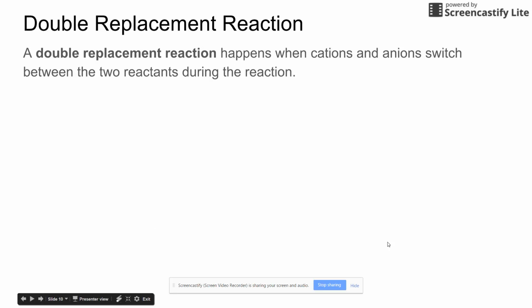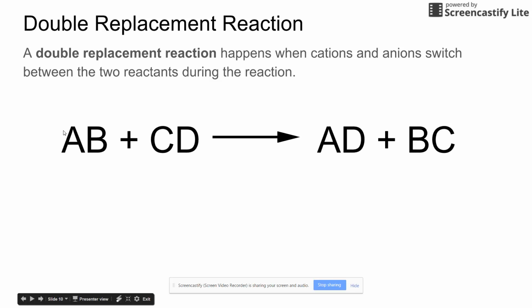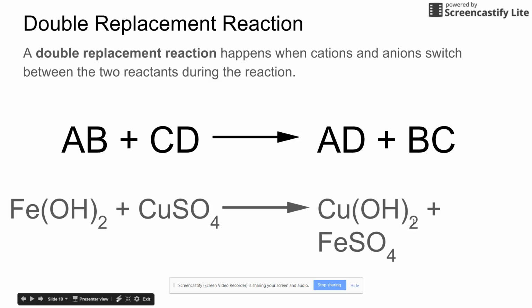Okay, a double replacement reaction happens when cations and anions switch between the 2 reactants during a reaction. So here you have compounds AB and CD mix. And so A and C will switch. And then you'll get AD and BC. And here is a real example of that. You have iron 2 hydroxide and copper 2 sulfate. So the iron and copper are going to switch. And so you end up with copper 2 hydroxide and iron 2 sulfate.